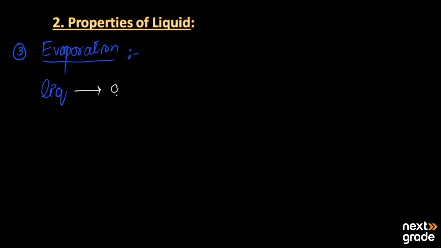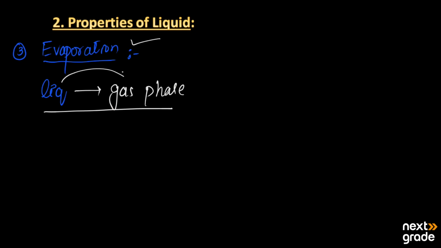Okay, next the third property of liquids is the process of evaporation. What do we mean by evaporation? Liquids can evaporate. Evaporation means the process in which a liquid changes into the gas phase. That process is known as evaporation, and it is also known as vaporization. Why does the evaporation process happen? The main reason is the conversion of liquid into the gas phase, and this process happens at all temperatures.